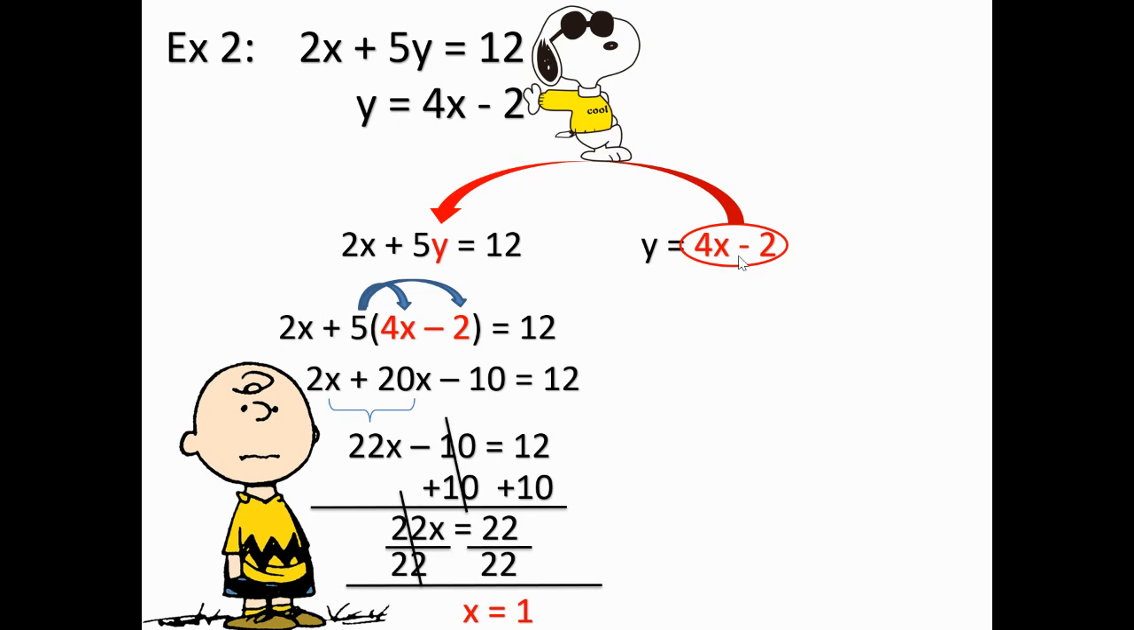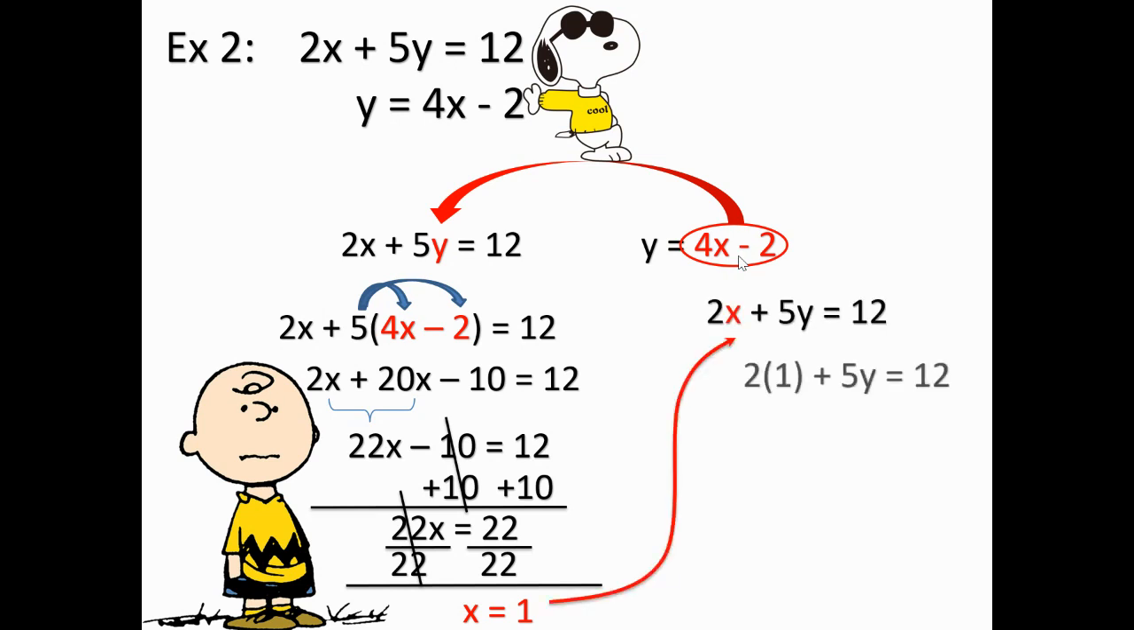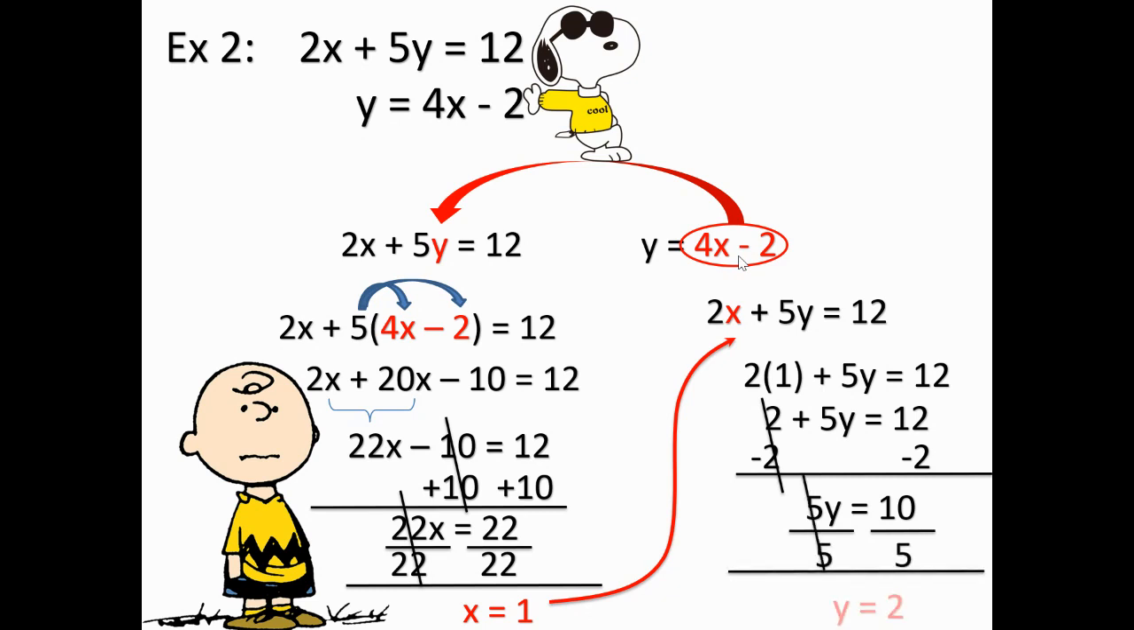Now everywhere we see an x, we know that that value is now 1. And so we can plug that into either equation. I'm going to choose to plug it into this one. And we just solve it down. 2 times 1 is 2. Solve the two-step. And divide last always. So we find out that our solution is the point 1, 2.